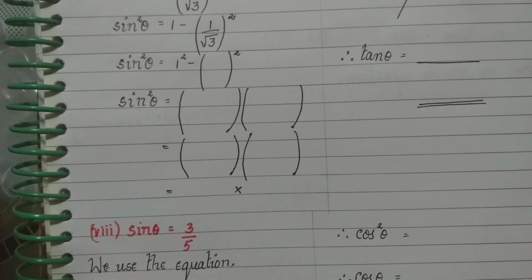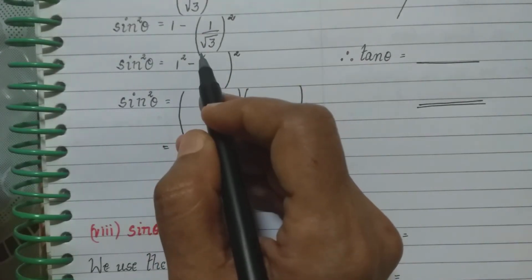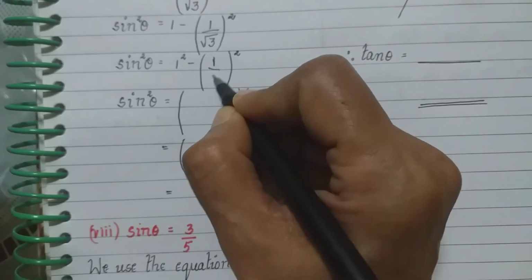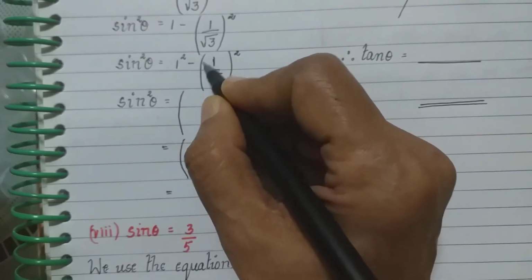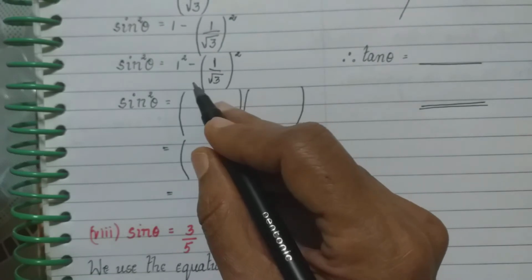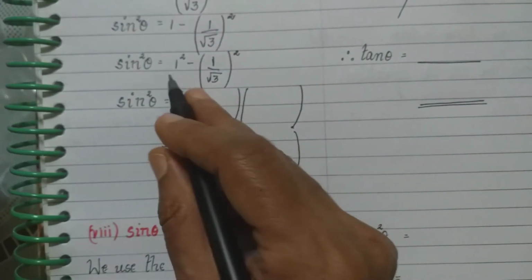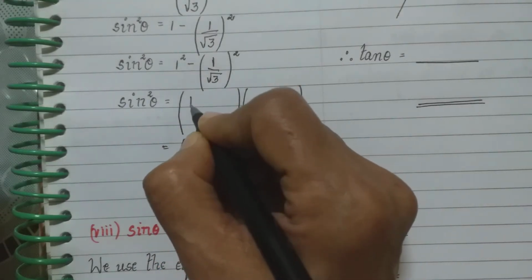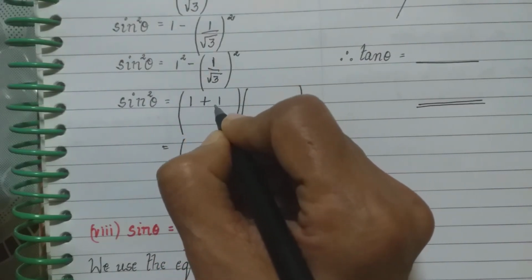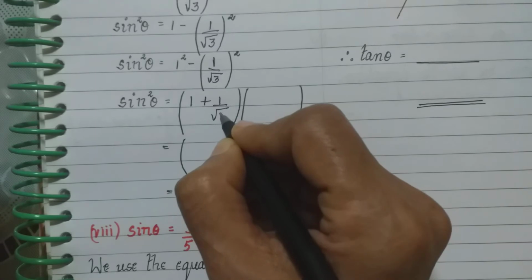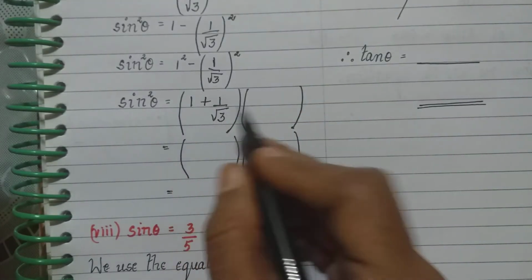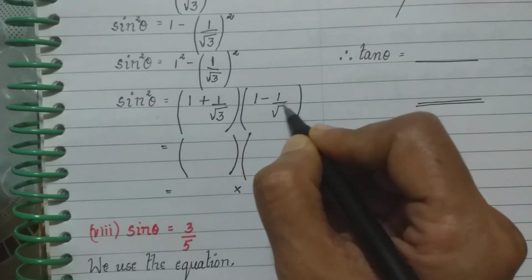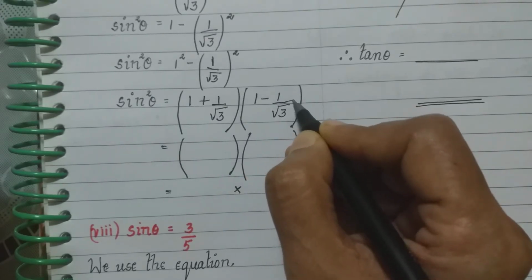So this becomes 1 can be written as 1 square. Here 1 upon root 3 the whole square. So a square minus b square, which will be a plus b into a minus b, that is 1 plus 1 upon root 3. And here 1 minus 1 upon root 3.